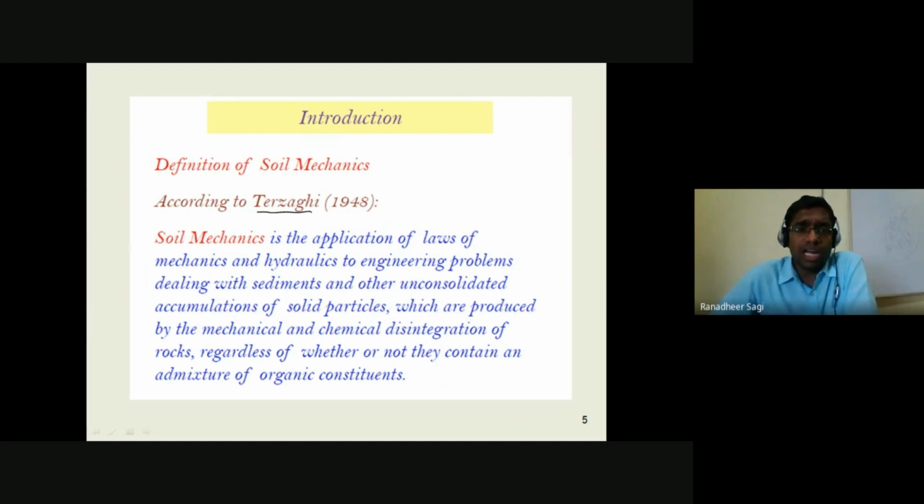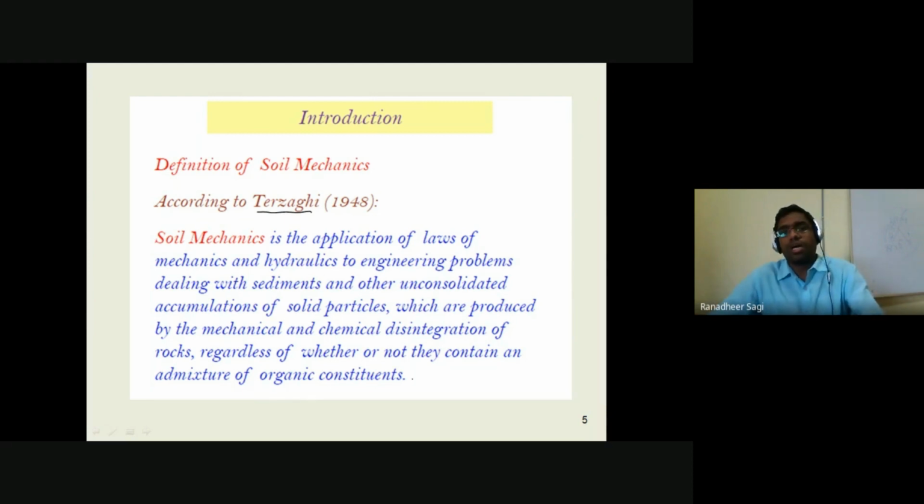According to Carl Terzaghi, soil mechanics is nothing but the application of the laws of mechanics and hydraulics to engineering problems dealing with sediments. Sediments here are nothing but solid particles, soil solid grains, and other unconsolidated accumulations of solid particles which are produced by mechanical and chemical disintegration of rocks, regardless of whether or not they contain any admixture of organic constituents.